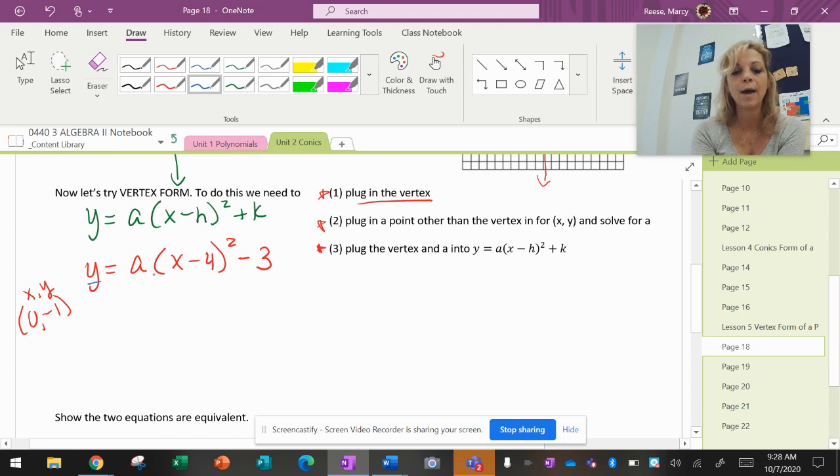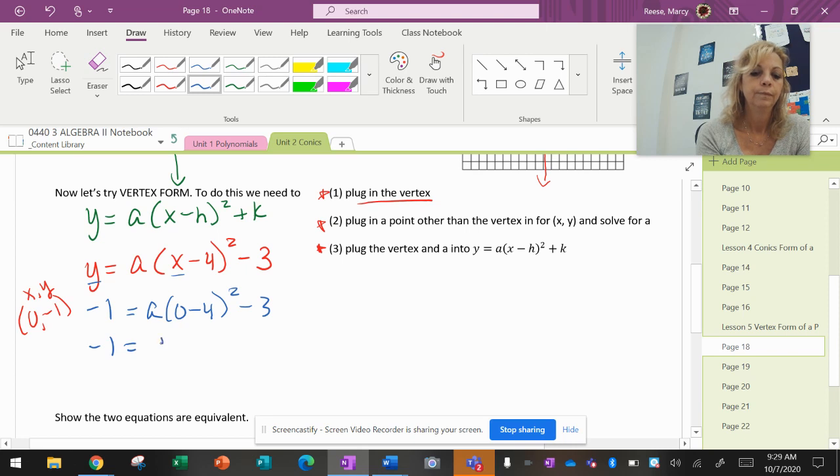Because remember, the y and the x in any of these forms represents any point that's on the parabola, right? An x and a y in these forms represent any point. So I could put any point in here, and that left side and that right side are equivalent. So it's basically saying this. When x is 0, the y value is negative 1. Now, by plugging that in, I see that right now I only have one variable, which is a, and I can solve for that. So, do the math.